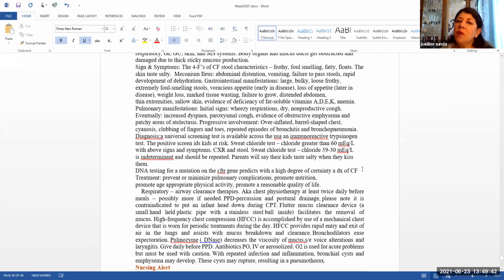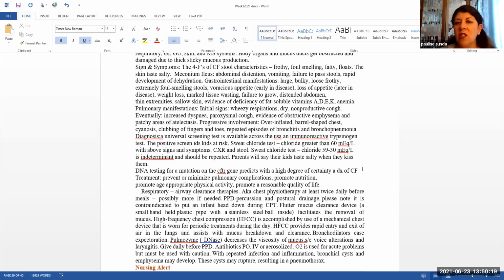Signs and symptoms. So we've got the 4 F's for the stool characteristics of cystic fibrosis. The stool is frothy, foul-smelling, fatty, and it floats. The child's skin, actually, so parents will be kissing their children and they will say the skin tastes salty. Meconium ileus is something that they might see. So here you'll see abdominal distension, vomiting, failure to pass stools, and rapid development of dehydration.